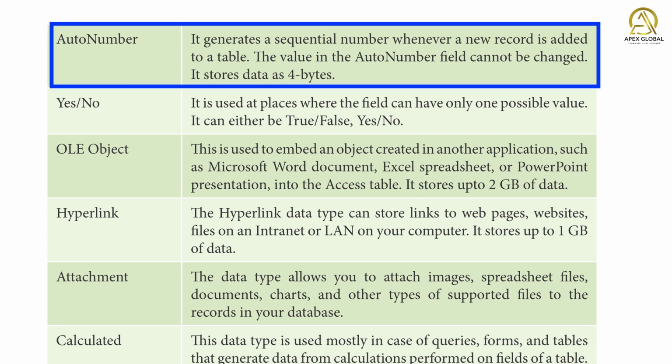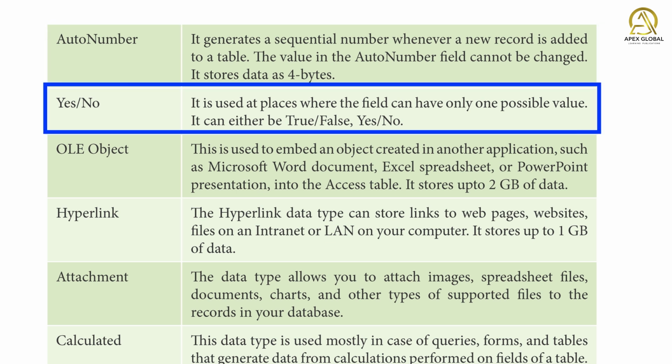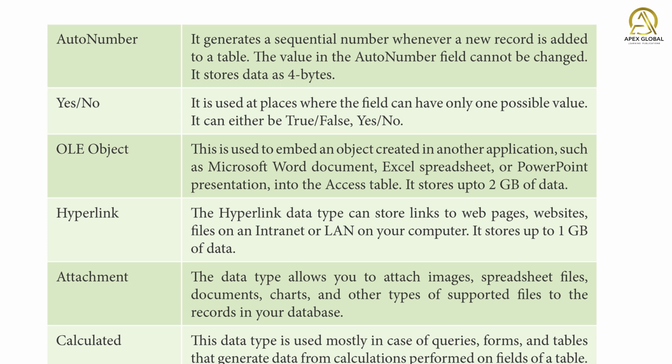Auto number. It generates a sequential number whenever a new record is added to a table. The value in the auto number field cannot be changed. It stores data as 4 bytes. Yes, no. It is used at places where the field can have only one possible value. It can either be true, false, or yes, no.